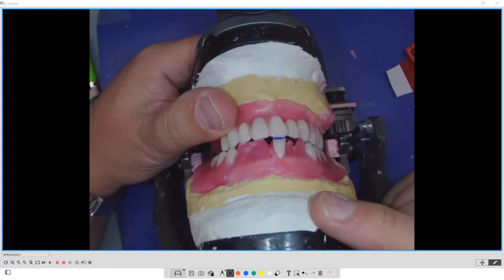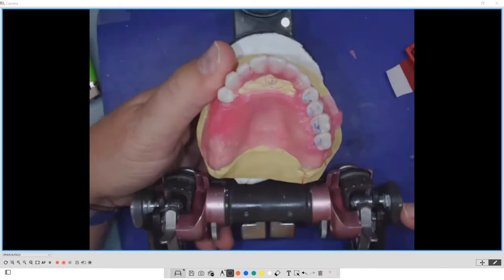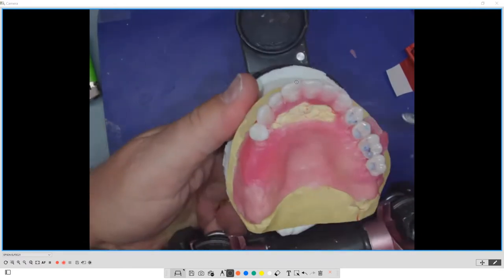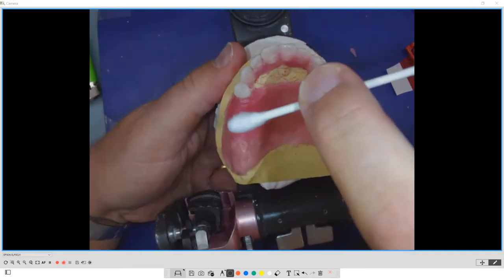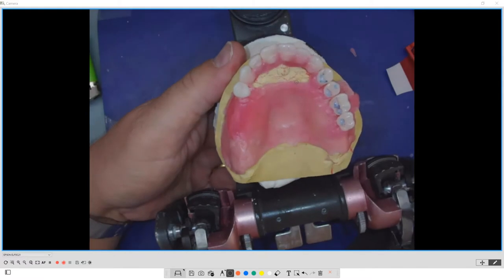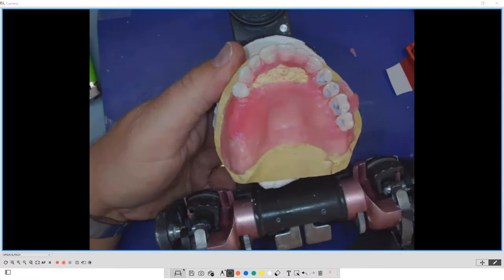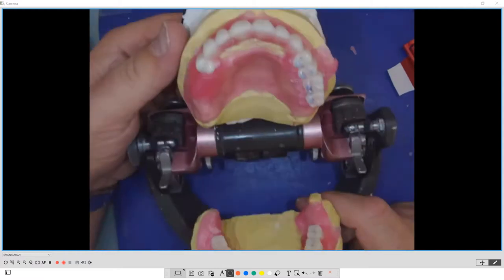So this is where I check here. I don't have the pin in. I'm just checking on the articulator at base settings. And then I'm going to check that in the mouth afterwards using the cotton swab and the articulating paper, inking it out for me, because then you can see there's that mark right there. So that's how we set anterior teeth.